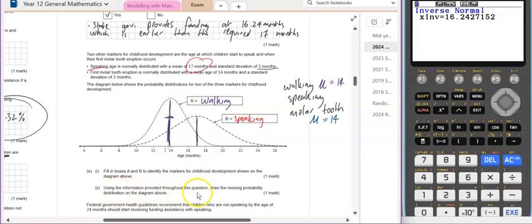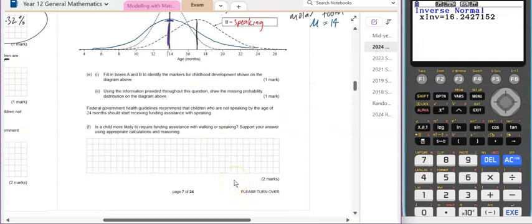It says, using the information provided throughout this question, draw the missing probability distribution on the diagram above. Now, according to reports, this one was missed by a lot of students because there was no box there for them to fill in. So, this should look something similar to what I've drawn here. I think the important thing is, as long as you're getting the height the same as that speaking height, and you're getting the middle of that curve to line up with 14 months, then you're doing the right thing. So that curve that I drew would have been acceptable in the exam.